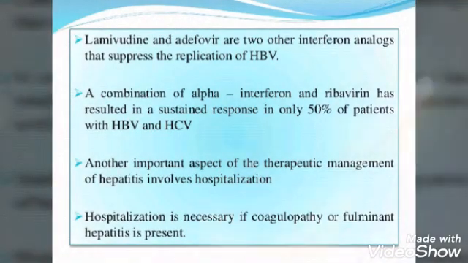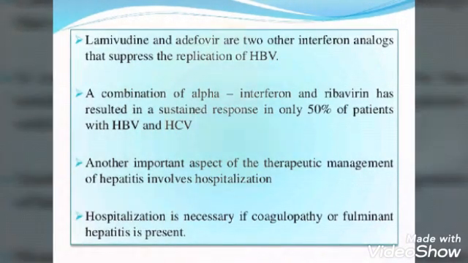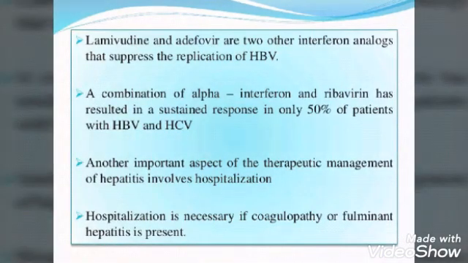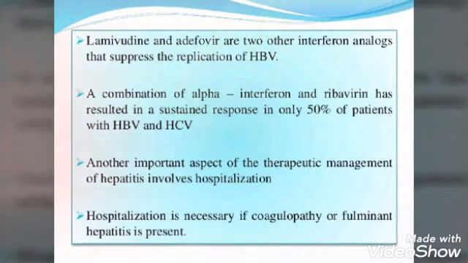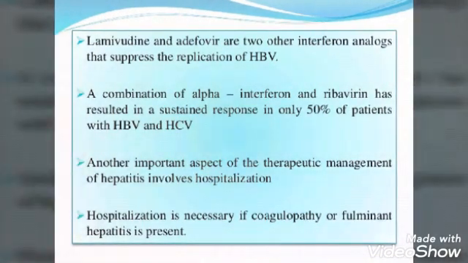Then a combination of alpha interferon and ribavirin has resulted in a sustained response in only 50% of the patients with HBV and HCV. So the combination of interferon, that is alpha, and ribavirin causes only a 50% positive result.